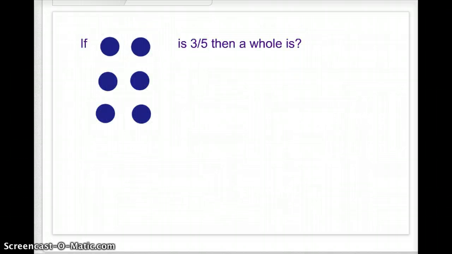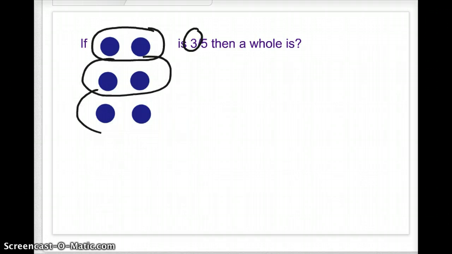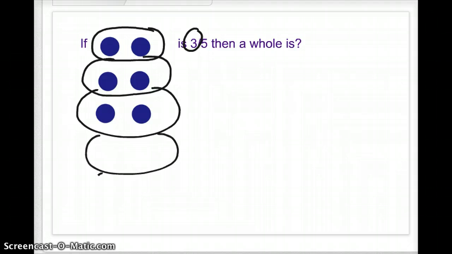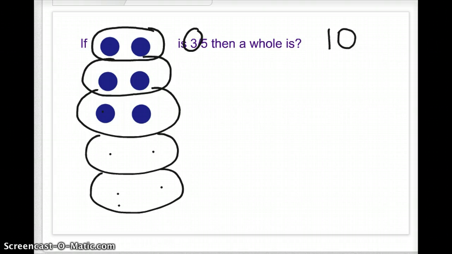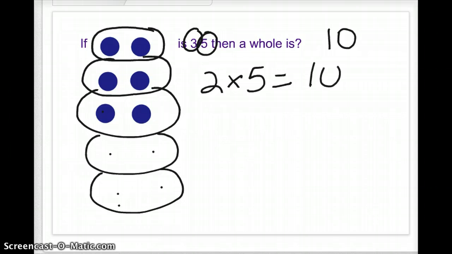Let's try that again. If 6 dots is 3/5, then a whole is what? Well, this time we know that we are already given 3 groups. So we need to break these dots, or these counters, into 3 groups, and there are 2 in each group. Now some people might just add 2 more groups onto the end and repeat it, and then say that we have 2, 4, 6, 8, 10. Or some people might say that I know that I have 2 in each group, and there are 5 groups total, and 2 times 5 is equal to 10.